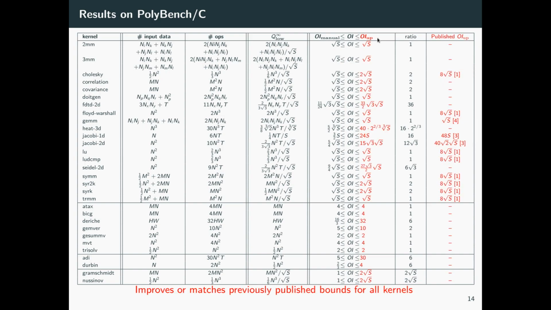If you want to compare to previous work, for many of these kernels, no bound was previously published in the literature, and for some of them there was a bound that was obtained through a manual proof. In comparison, IOLB is able to automatically output a bound for all of these kernels. For matrix multiplication, this matches the best published bound, and for all other kernels, this is an improvement over what was previously published.